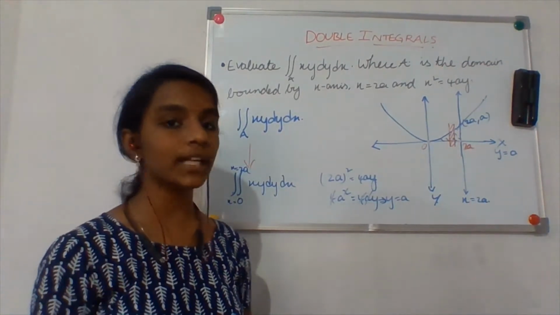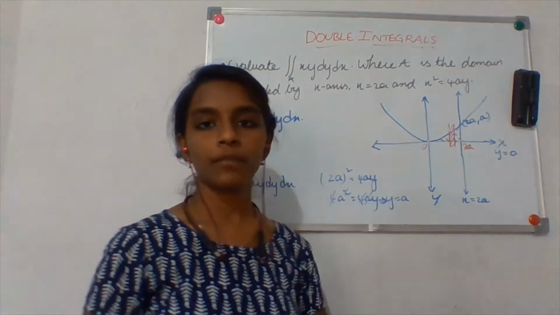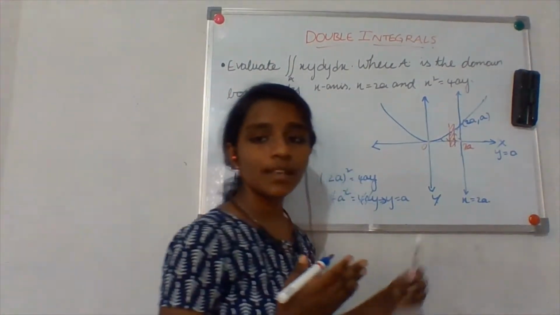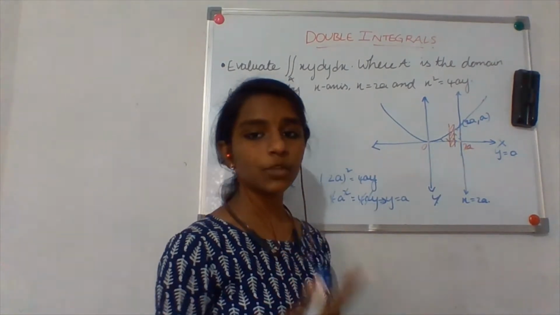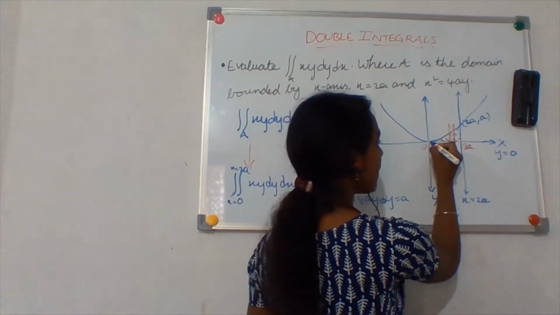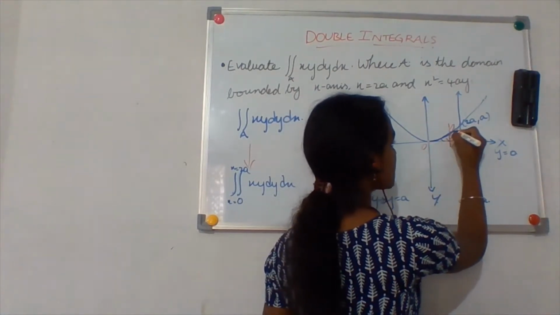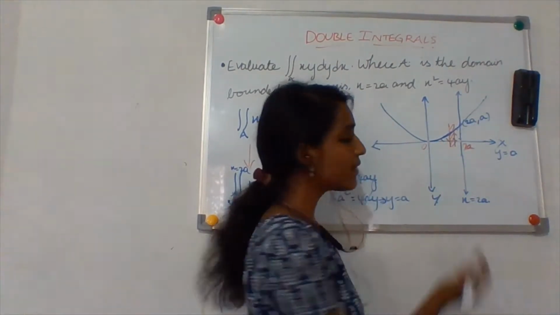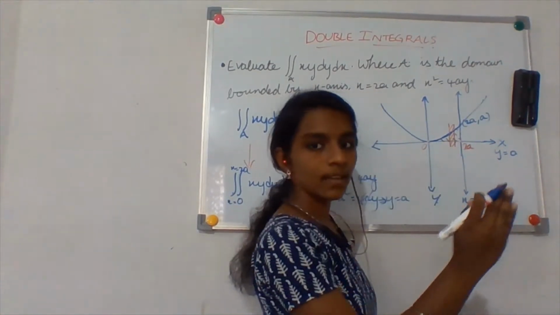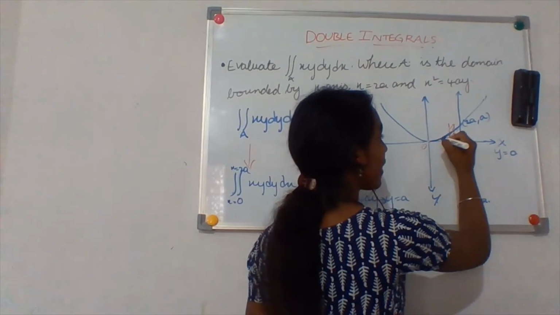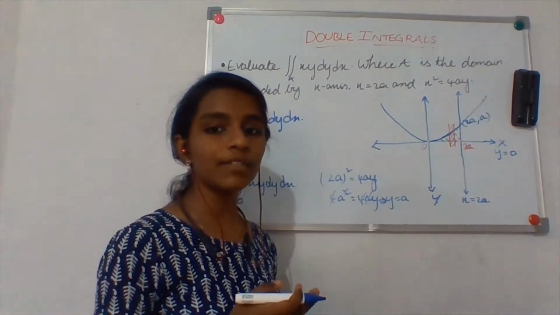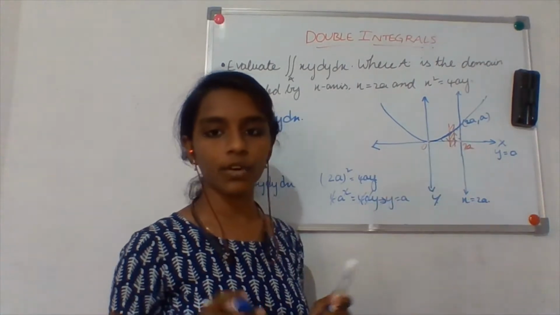Now I have to find the limits with respect to y. So how will I do that? How is the strip varying with respect to y? That is what we have to check. Now this is the strip, and this strip varies from here to here with respect to y. With respect to x, we have seen it varies along the x-axis, but in this case it is varying according to the curve. So we need to take the value of y with respect to the curve.